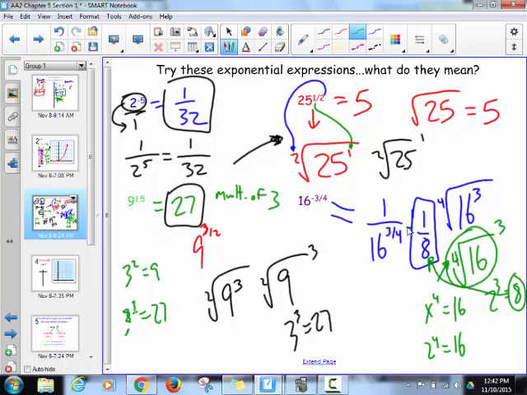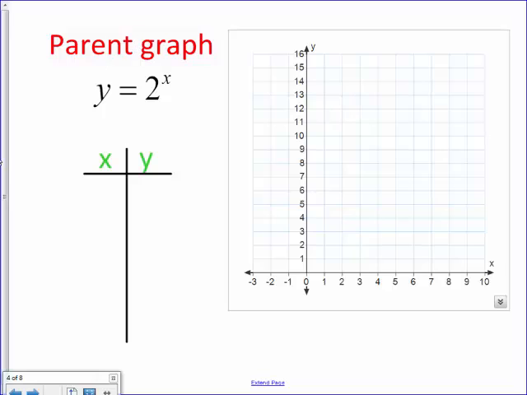I know I'm kind of making this confusing. We're going to go in more depth on this in the next couple sections, but right now we're just getting an intro into what those really mean. All right, let's go to our parent graph.